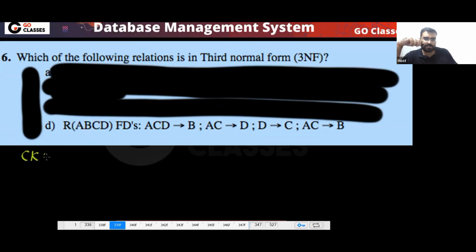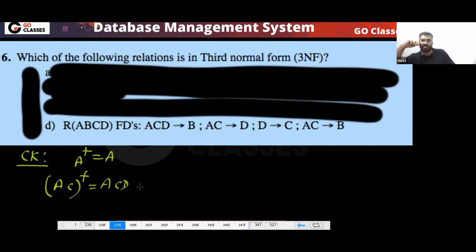What is the candidate key for option D? Check A, because A is not on the right side. So check A plus. A plus is only A. Okay, so let's check AC. What is AC plus? That will be ACD, and AC can determine B. So AC is a candidate key. A must be there, C, and you can notice AD is also there.